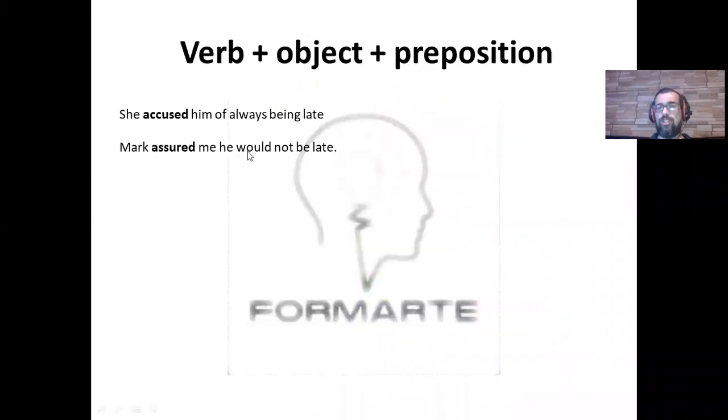Okay, for example, with the verb accuse and also with the verb assured, we use this formula over here. We use, in this case, the verb, an object and a preposition. Okay, for example, here it is. She accuses him of, right? The verb, the object him, and the preposition of. Then we also have Mark assured me he would. Okay, so these are some verbs that follow this formula: verb, object plus preposition. So that's a very good way for us to practice these reporting verbs. Let's go to the second example.